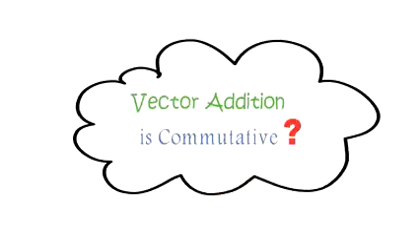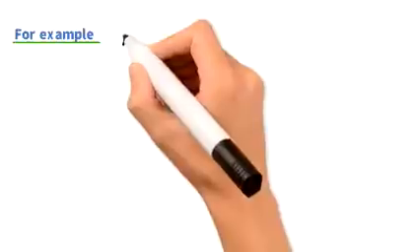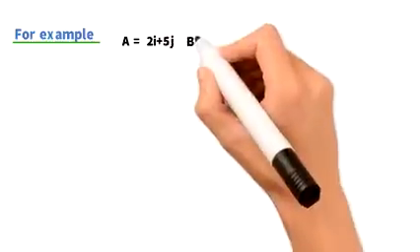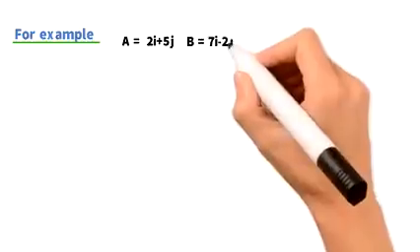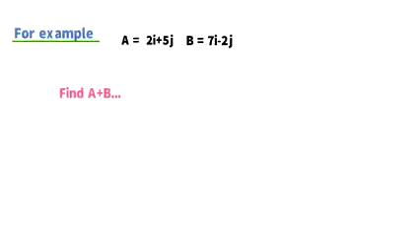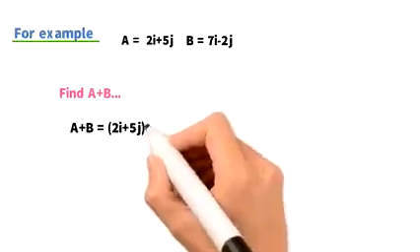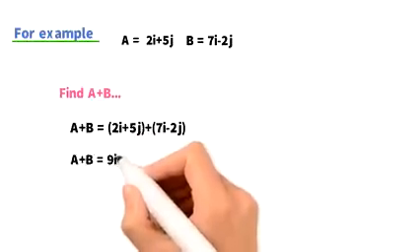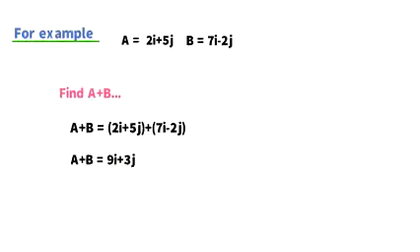Now why is vector addition commutative? For example, if I have a vector A equal to 2i plus 5j, and another vector B equal to 7i minus 2j. Remember, i and j are the unit vectors of their respective numbers. Now if someone is asking me to find A plus B, the addition of these two vectors, I will take 2i plus 5j plus 7i minus 2j. A plus B is equal to 9 with unit vector i, plus 3 with unit vector j. Now this is equation 1.